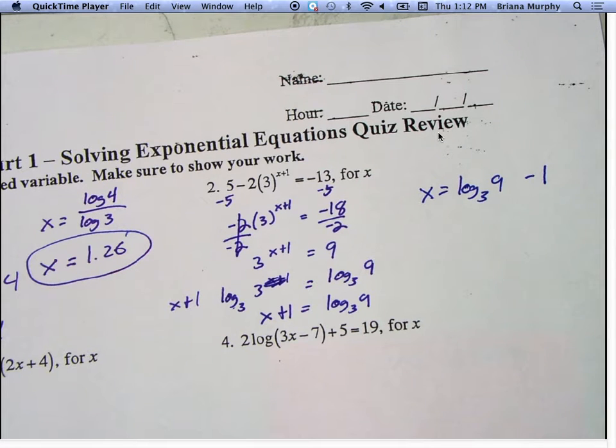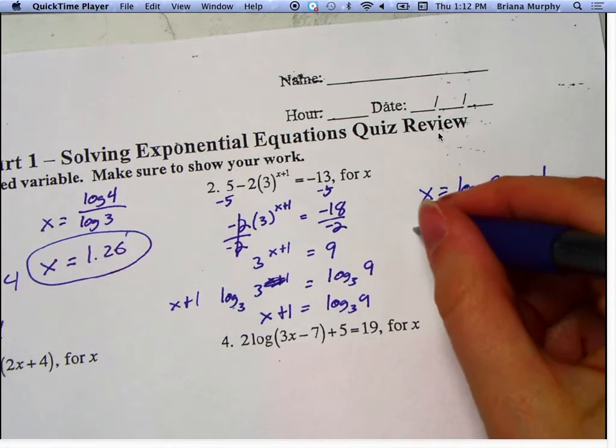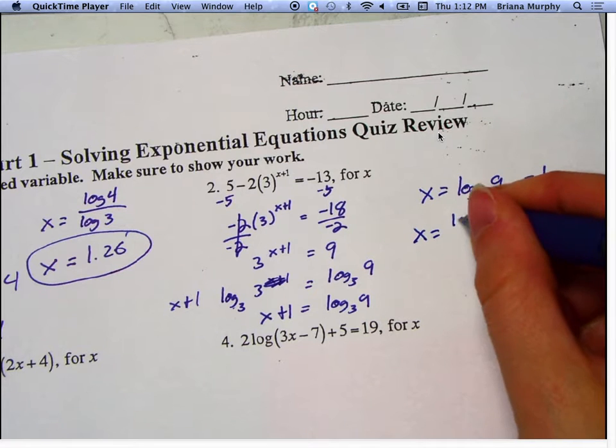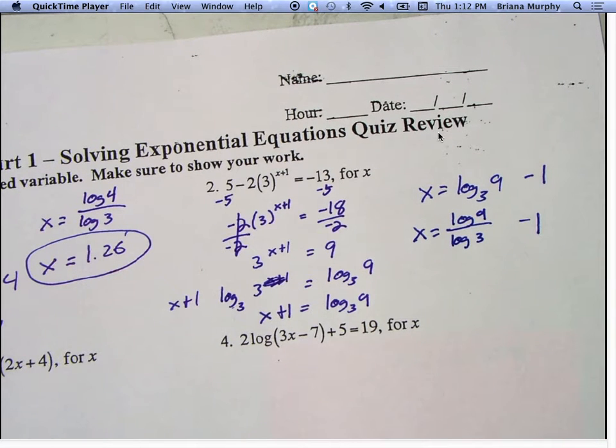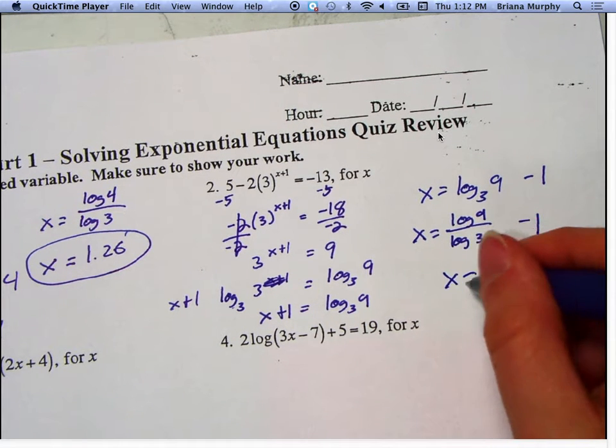And then again, we can use change of base to find it: log base 10 of 9 over log base 10 of 3, minus 1. And we'll get our answer is x equals 1.